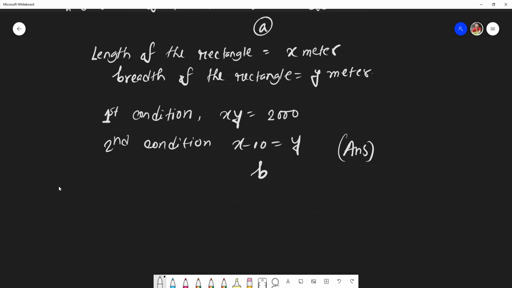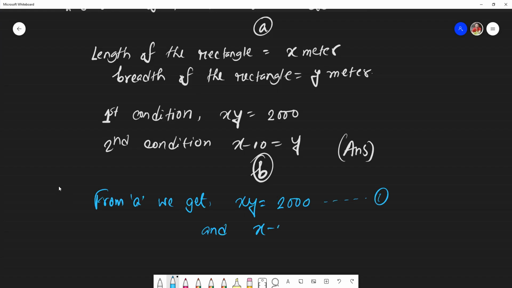So number B. From A we get xy equals 2000. This is equation 1, and x minus 10 equals y. This is equation number 2.